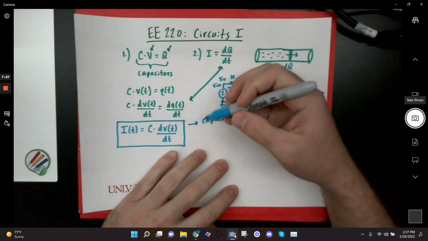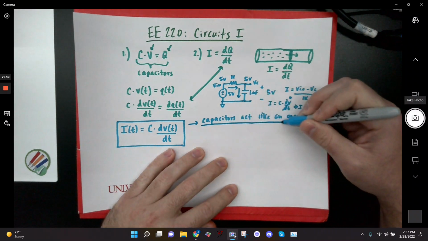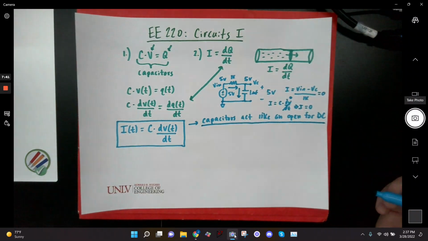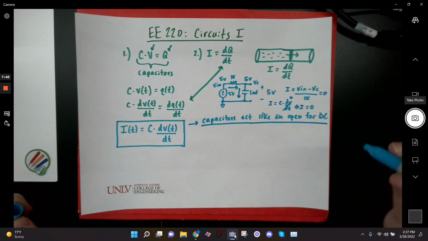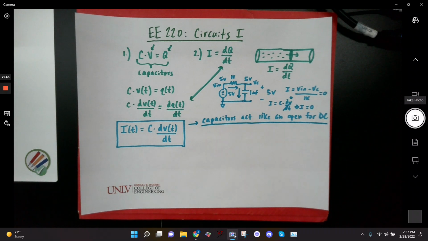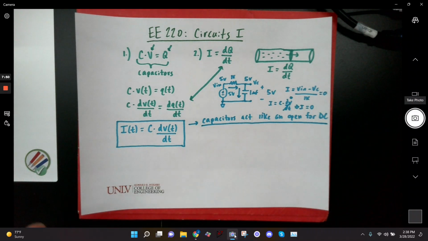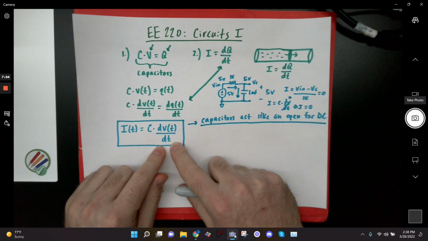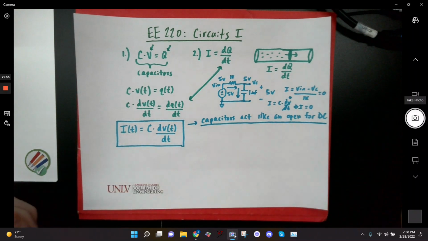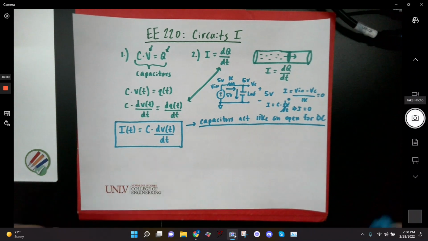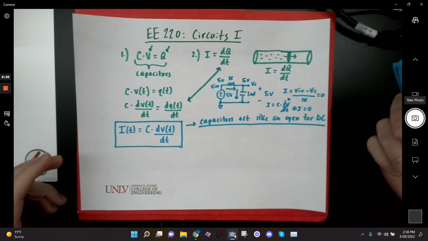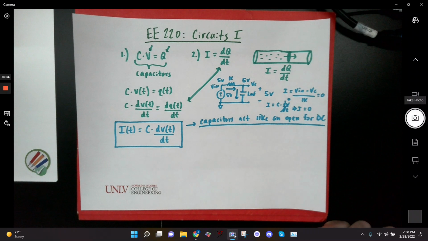And so that's why capacitors act like an open for DC. Okay? That's going to be important. And so then as voltages are changing in AC circuits, any time that the voltage changes with respect to time, we get some current flow. And so that right there is going to be a part of what governs the operation of these RC circuits and how they charge. Okay?